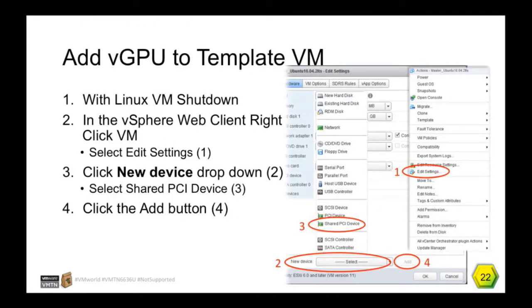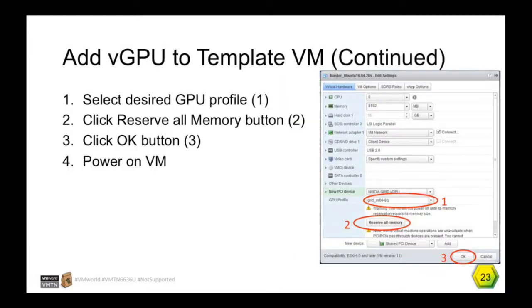So we'll start with a powered off virtual machine, and we're going to go in and add a vGPU to our template virtual machine, which is real straightforward. Edit settings, go down, shared PCI device, and then go ahead and click add.